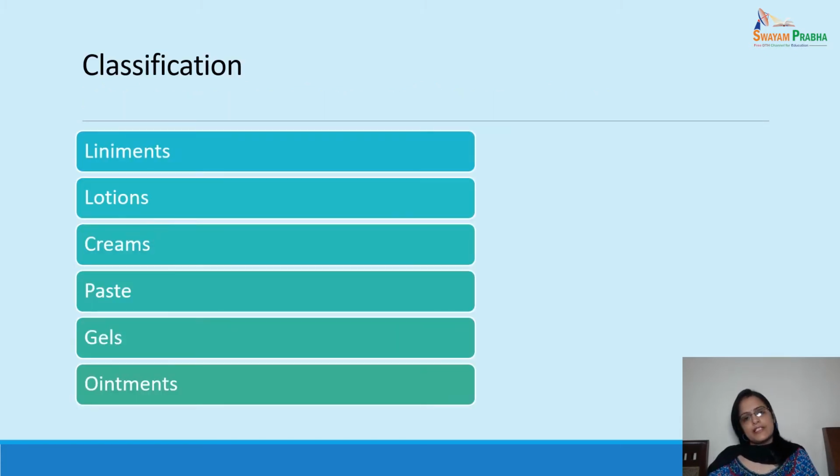So this is the classification of semi-solid dosage forms. There are different semi-solid dosage forms: creams, liniments, lotions, and different types of creams. So all these are semi-solid dosage forms.